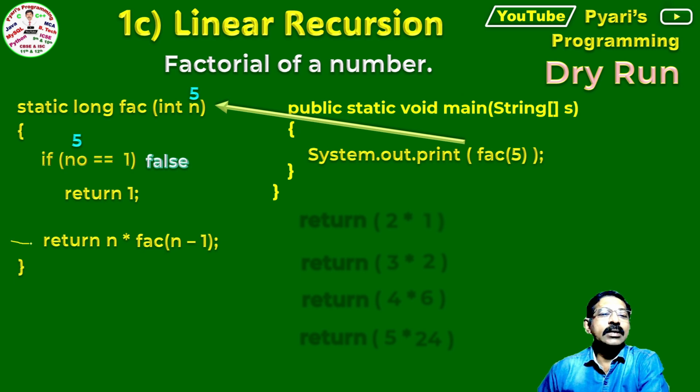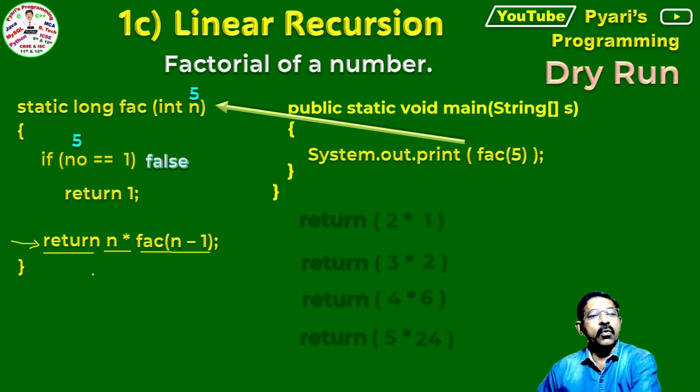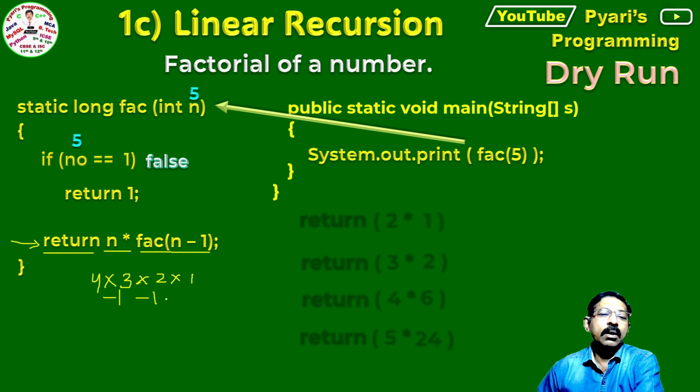Let's understand this particular statement, which is most important. return n * fac(n - 1), which is a recursive call. Why n minus 1? Because if I want to find out the factorial of 4, then I need to multiply it with 3. 4 into 3, then into 2, then into 1. Like this I have to do. So every time it is subtracted by 1. Minus 1, minus 1. So that's why n minus 1.